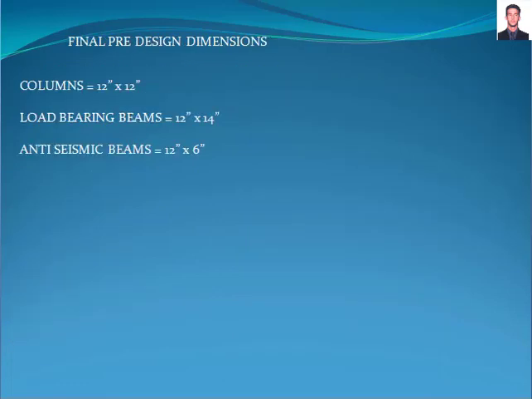The final preliminary dimensions of the elements of the structure are columns 12 by 12 inches, load-bearing beams 12 by 14 inches, and anti-seismic beam 12 by 6 inches. This concludes this tutorial.